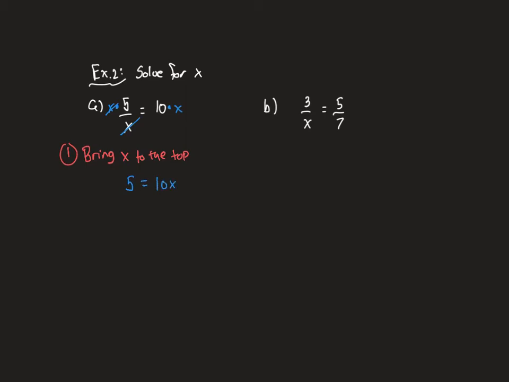10x on this side. Now you just follow the reverse BEDMAS rules, divide both sides by 10, leaves you with x is equal to 5 over 10. Now at this point you're still not done, because 5 over 10 is not the simplest it can go. You can divide the top and the bottom by 5, which means my final answer should be 1/2. Always make sure to simplify fully.